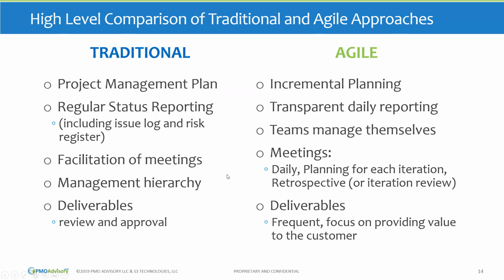It has initiating, planning, executing, monitoring, controlling, and closing. So it's kind of just packed into this really mini project. So we do planning in Agile, but it's incremental. Traditional has regular status meetings, and we include things like the issue log and the risk register. In Agile, we have more transparent daily reporting. We usually see something like a task board or burn down charts. And we have these in something called an information radiator.